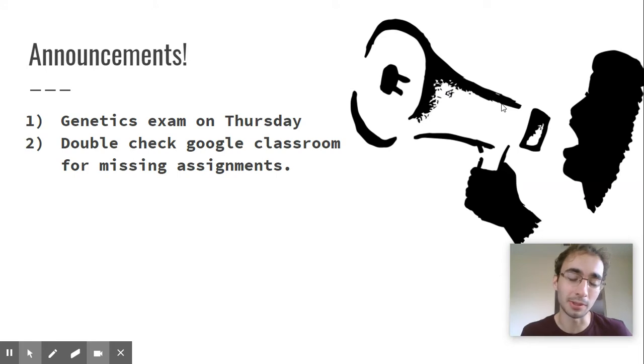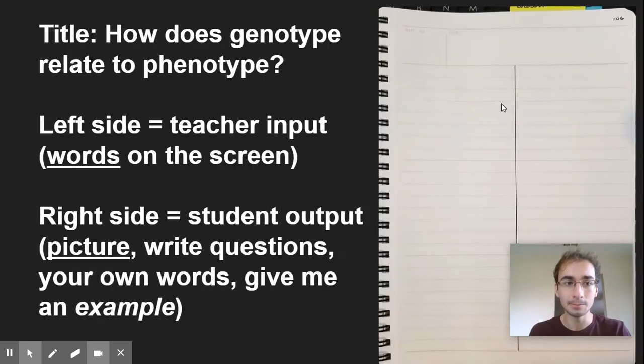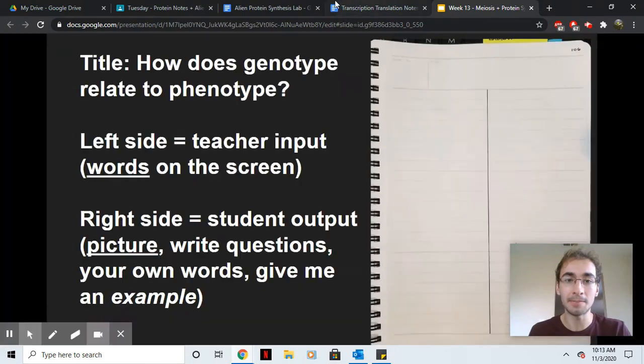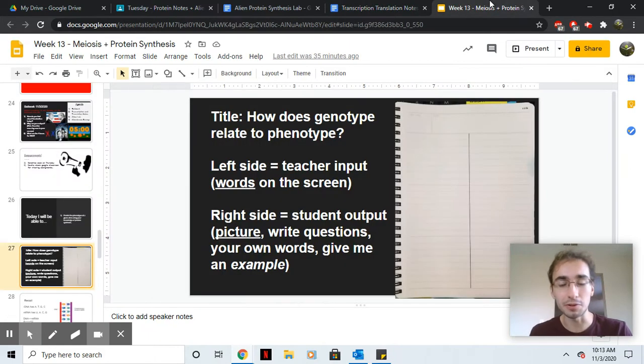Let's just jump right into it. So there's a genetics exam on Thursday. Today you're going to be able to predict the phenotype of a given alien using your knowledge of protein synthesis. If you don't know what that means, we're going to go over protein synthesis right now. So we are going to be taking notes today. You're going to learn, how does genotype relate to phenotype? But first, I want to do a little review from yesterday.